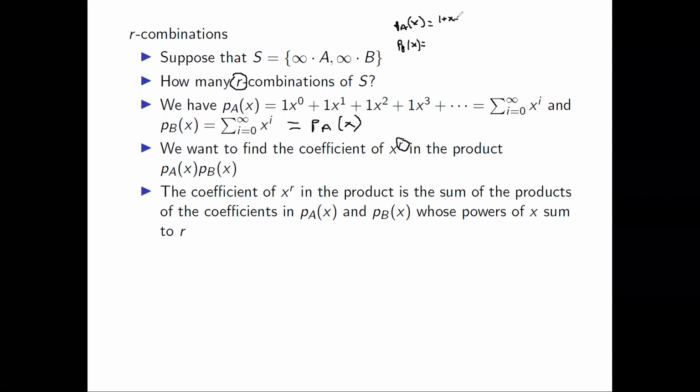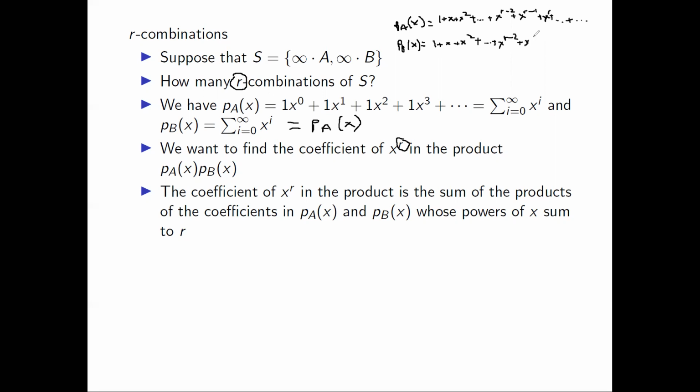So we get 1 plus x squared, and so on, up to, and we'll throw in the x to the r minus 2 here, x to the r minus 1, plus x to the r, and so on, all the way up to plus, and it goes forever, so it's infinite. Same with P_B of x, we'll have our 1 plus x squared, all the way up to x to the r minus 2. So the exact same thing we have for the P_A.